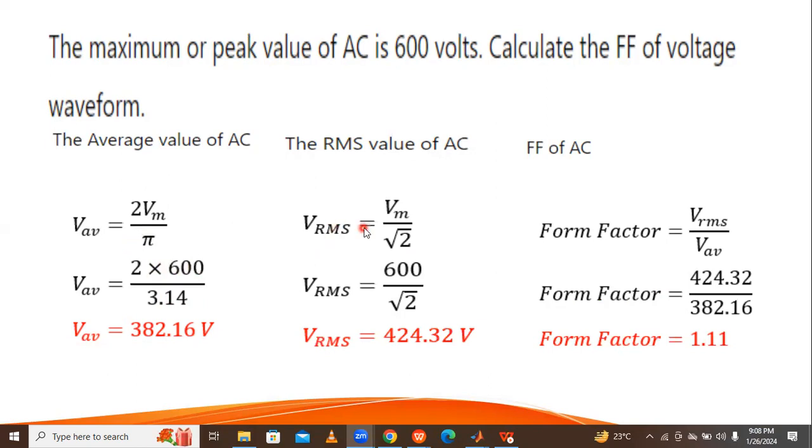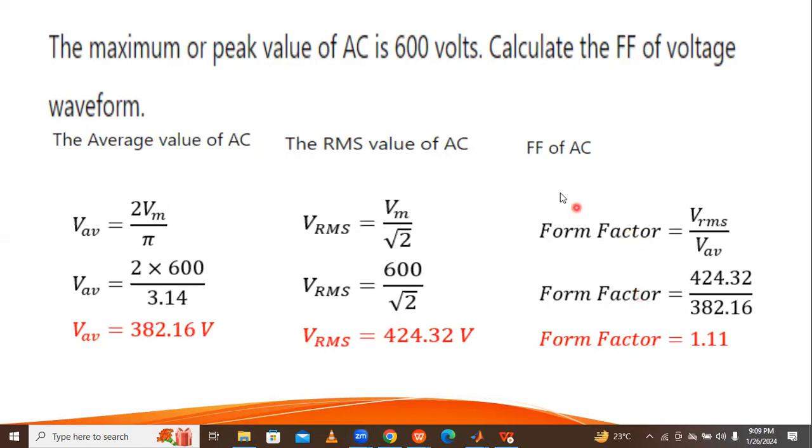Next, coming to VRMS. VRMS is equal to VM by root 2. VM is 600, so 600 by root 2 is 424.32. Then form factor is equal to VRMS by V average, 424.32 by 382.16, which is 1.1. This can be verified by using MATLAB Simulink.